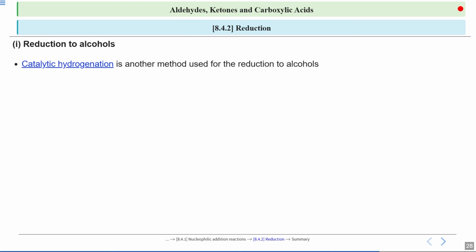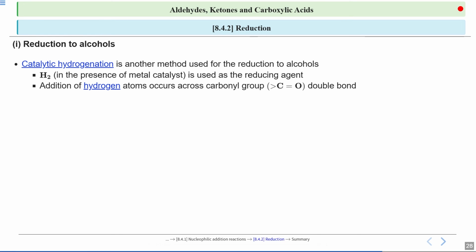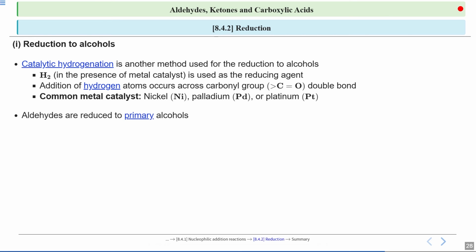Now, catalytic hydrogenation is another method used for the reduction of carbonyl compounds. In this, you use a catalyst to help the hydrogen molecule add to the compound. So hydrogen gas, H2, in the presence of a metal catalyst, is used as a reducing agent. The addition of hydrogen atoms occurs across the carbonyl group, which is the C double bond O group. The common metal catalysts used in this process are nickel, palladium, and platinum. This helps to speed up the reaction without getting consumed in the reaction.